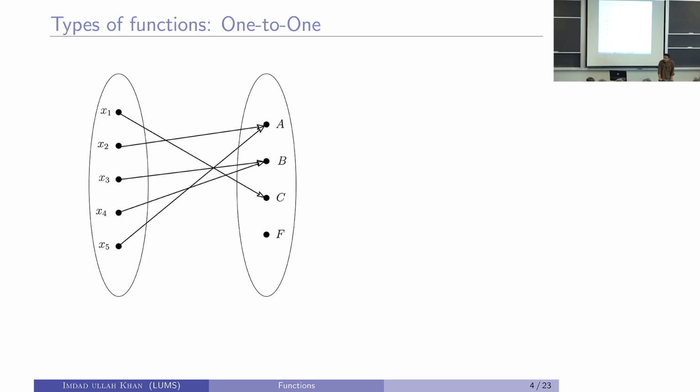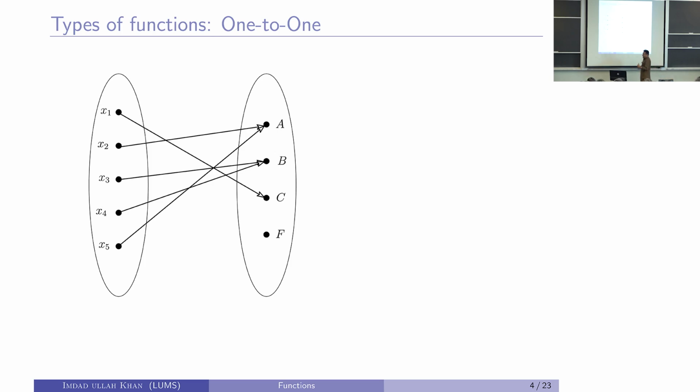X3 and X4 have the same image, right? So X3 is not equal to X4, yet f of X3 is equal to f of X4. X1, X3 and X4 are not mapped to unique images. They have a shared image, and that's why this is not a one-to-one function, right? Also X2 and X5 are both mapped to A. They are different inputs, but the output is the same. That's why it's not a one-to-one function.